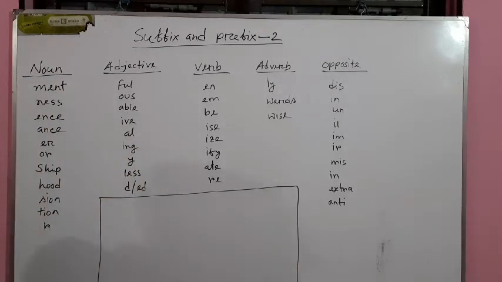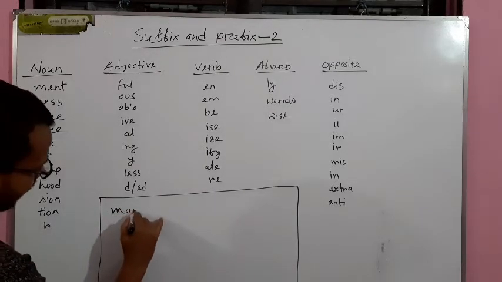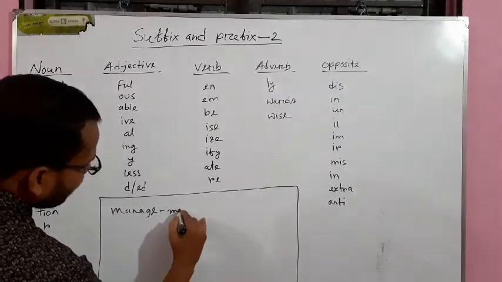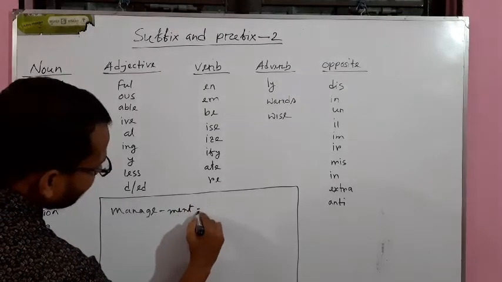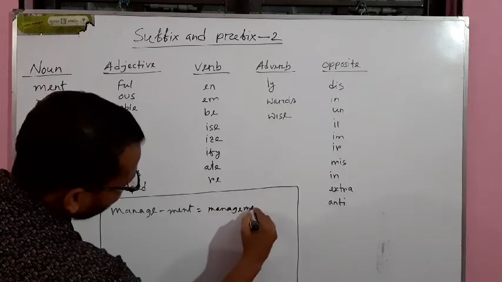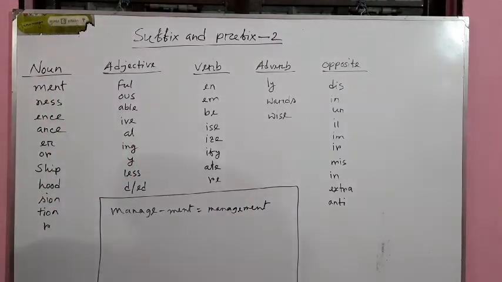Okay, dear students, you can take a snap so that you can practice or learn these suffixes and prefixes at home. Okay, please take a snap. Noun, ment. If I say manage, if you want to turn it into a noun, you have to add ment. The word will be management. This is actually the way.